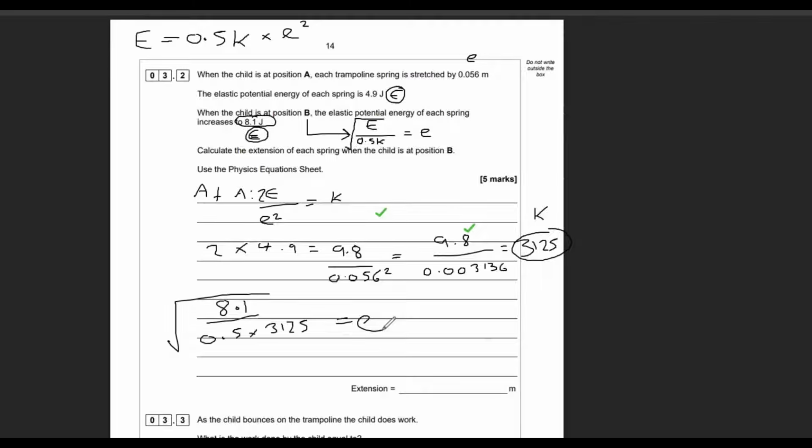So 8.1, and then I'm going to divide that by 0.5 times 3,125. You can break it down if you like. Essentially, I need to square root 0.005184. You can just jam it all in the calculator, you don't need to do this. And then I'll just go square root answer in my calculator, and I get 0.072, and it's already in meters.